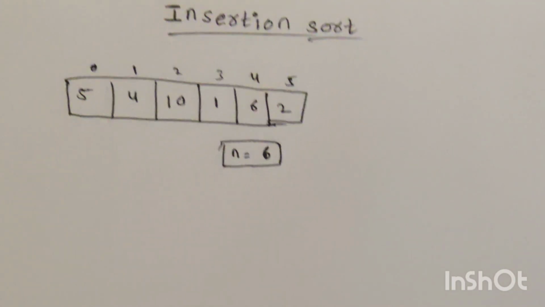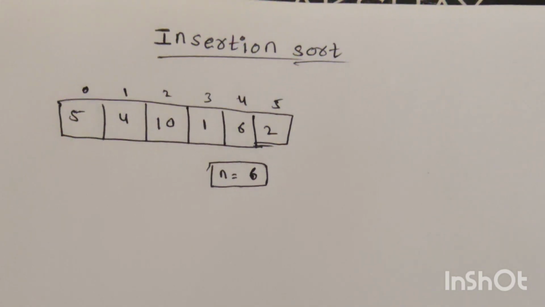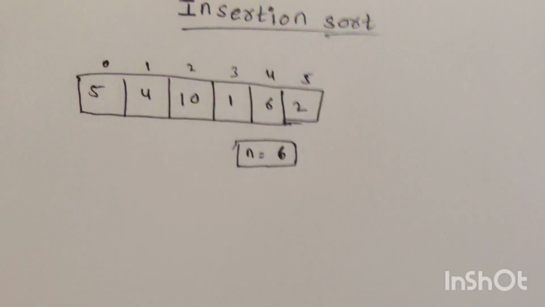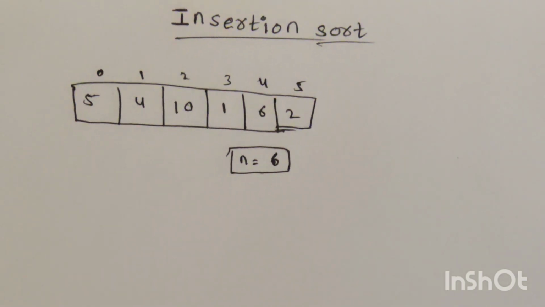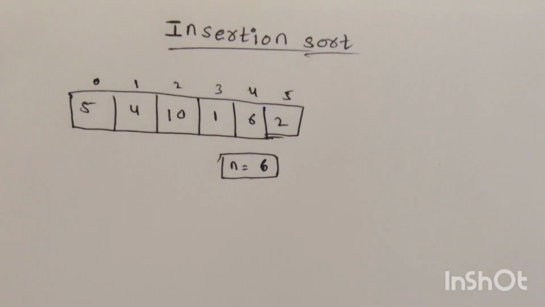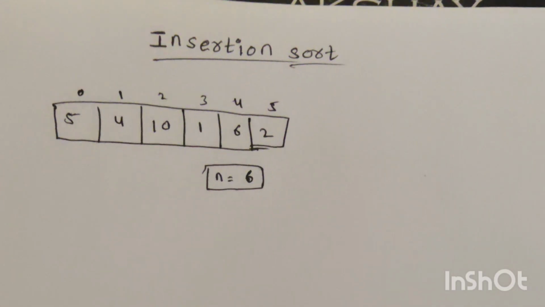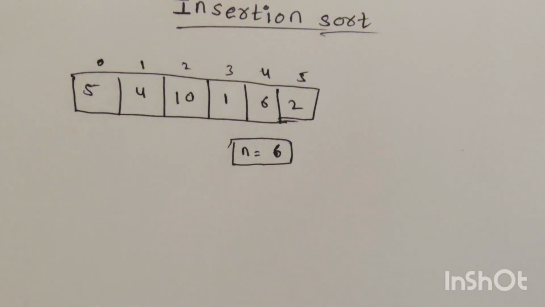and best case. Fine. So let us take one example. We have this array, the array name is A, and index would start from 0, 1, 2, 3, 4 and 5. Number of elements are 6. So here n is equal to 6. Fine. Now how insertion sorting technique works.